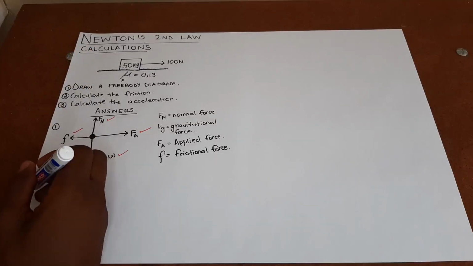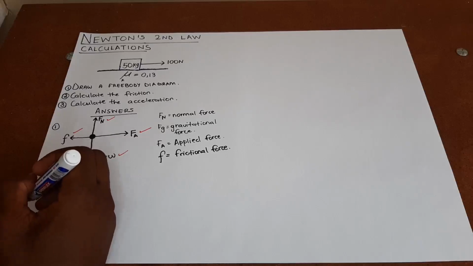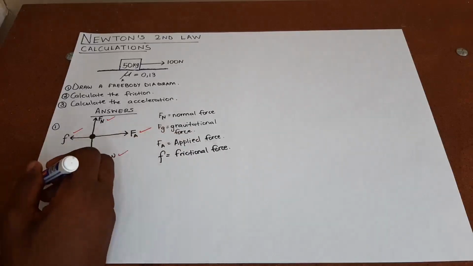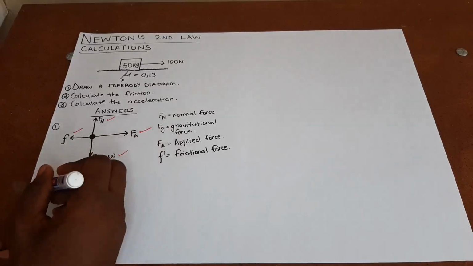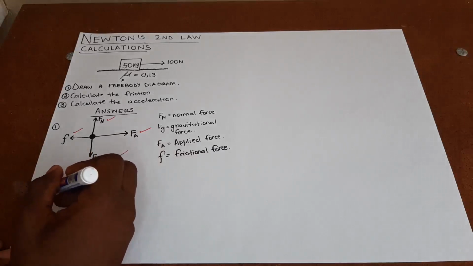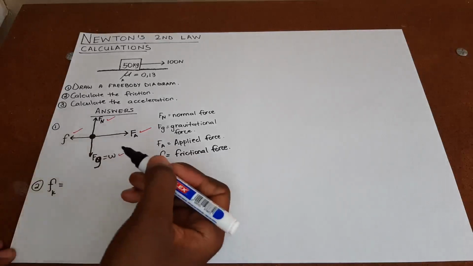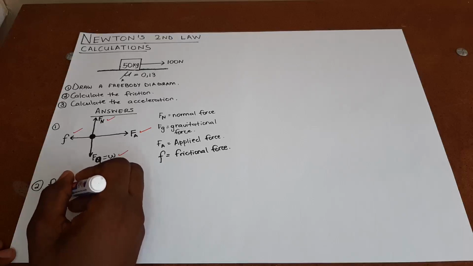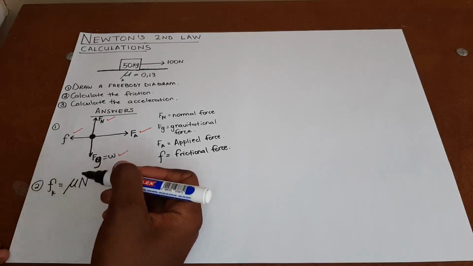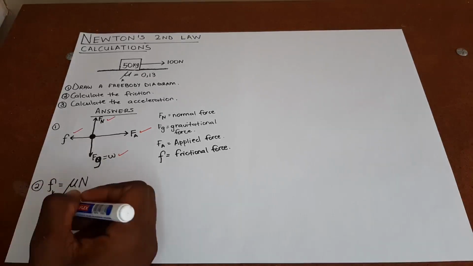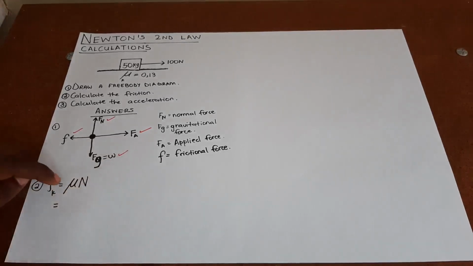Okay, so let's move to number 2. Number 2 says calculate the friction. You know that this is the formula for the friction. We're calculating the kinetic frictional force, so this is your mu multiplied by the normal force. What's your mu? The roughness of the surface, or the friction that is there, is 0.13.